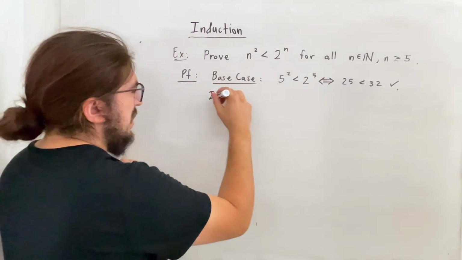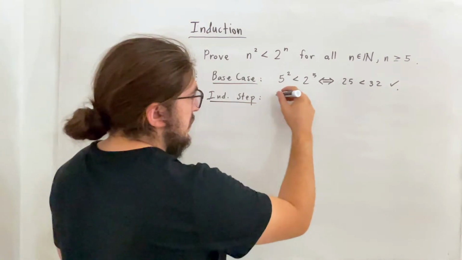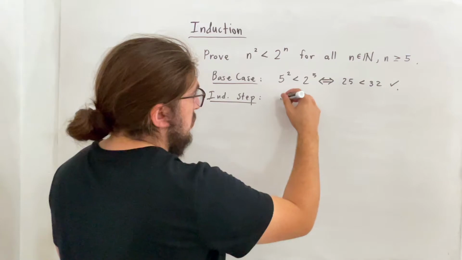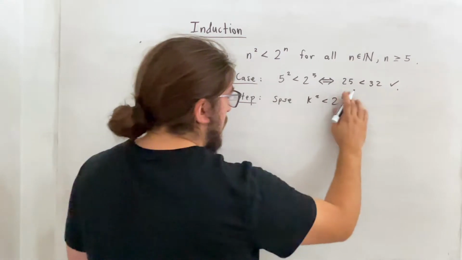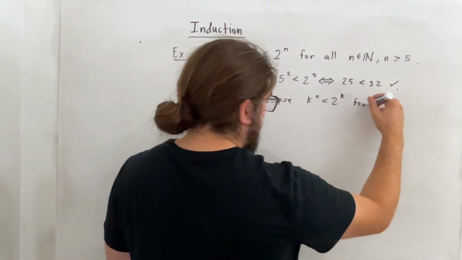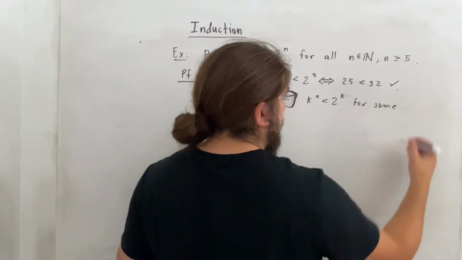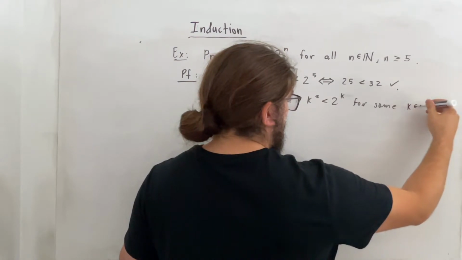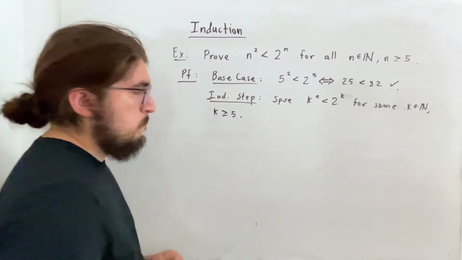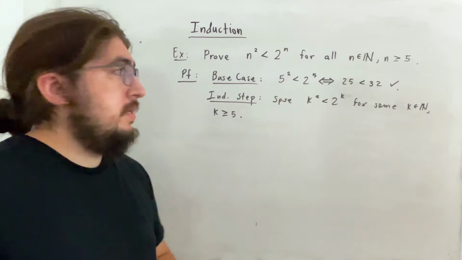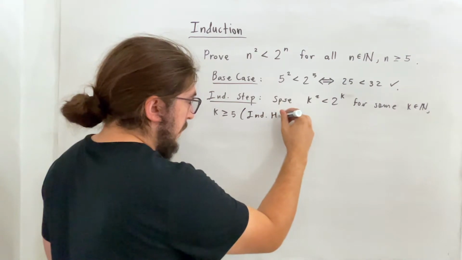Okay, now for the induction step. So our induction hypothesis is that we're going to suppose that k squared is less than 2 to the k for some natural number k bigger than or equal to 5. Okay, great. Now what? Well, again, this is the induction step, so maybe I'll just write that, or induction hypothesis. Maybe I'll write that here.